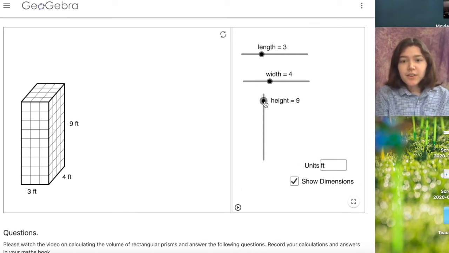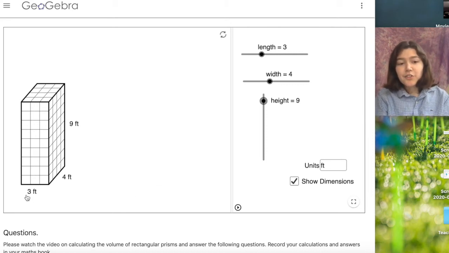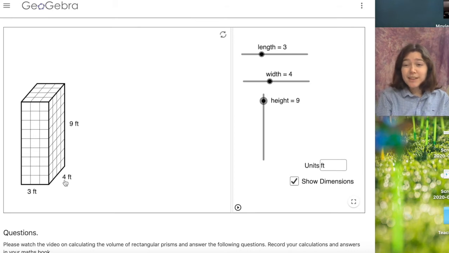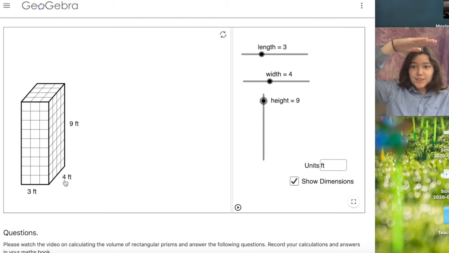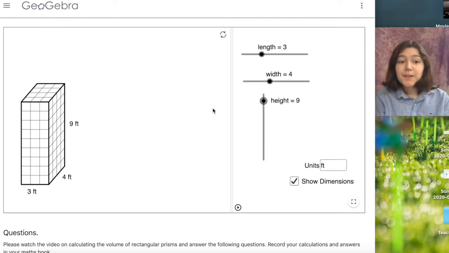Okay, so then if I go up to a height of 9 feet, I can find the volume. Again, I'm going to have 3 times 4 feet. That's my base, that's that 12, and then I have 9 rows of them. So I'm going to do 12 times 9, that is 108. So that means the volume of this shape would be 108 feet cubed.